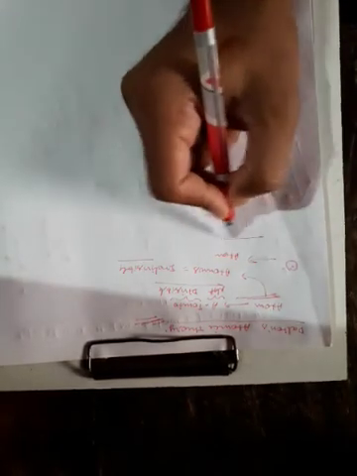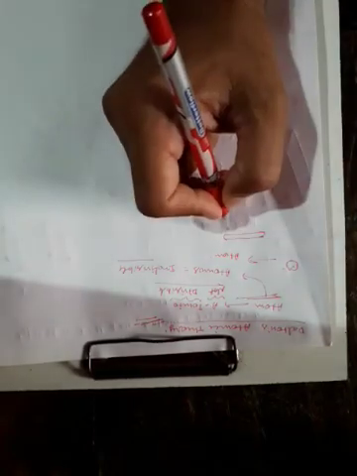Atoms of the same elements are the same with respect to all their properties. For example, it is a rod of iron. So all atoms present in this rod of iron will always be the same. It is the first point of Dalton's atomic theory.